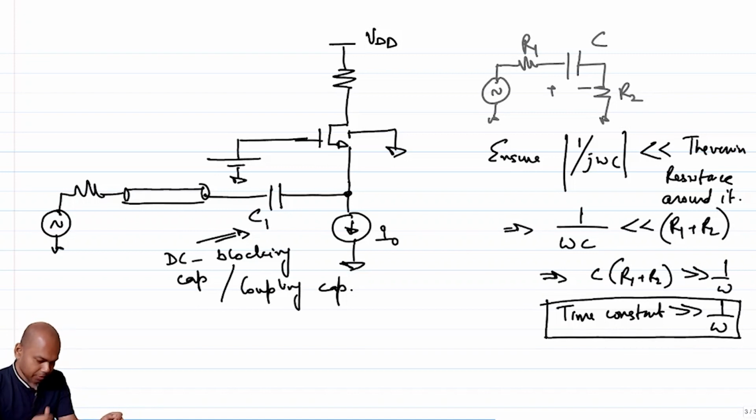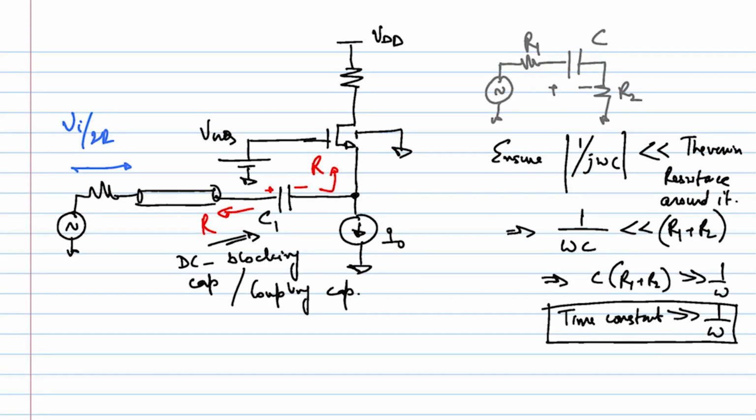So what is the time constant around the capacitor in our case? If I say this is the capacitor, what is the loop around the capacitor? What is the impedance looking up? If it is matched, this impedance is R, right? So this is R. What is the impedance looking to the left? That obviously is again R, right? So what is the impedance around C1?